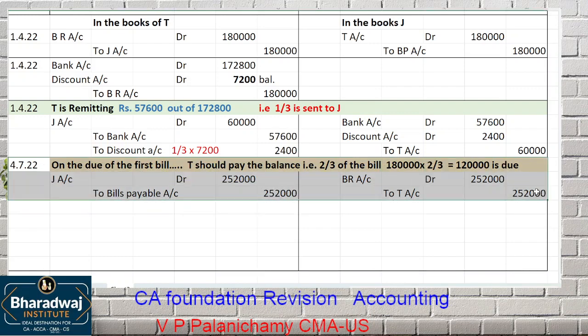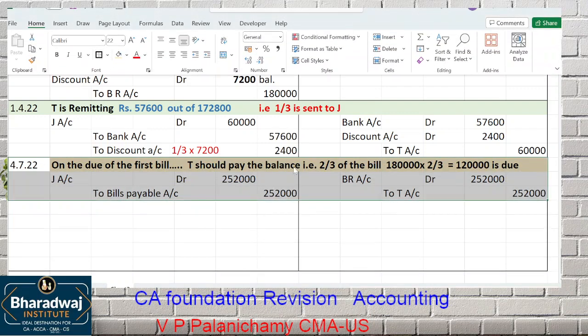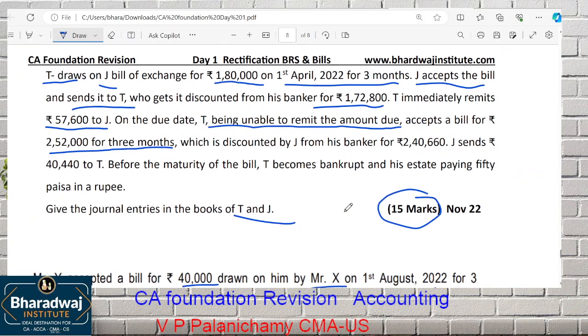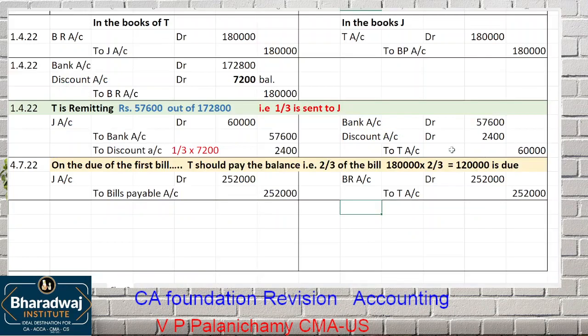Clear? On the due date of the bill, you are not able to pay that 1,20,000. So I am drawing the bill on you. You accept the bill. Then what happens? Bill is discounted. What is the entry for discounting the bill? 2,40,660.